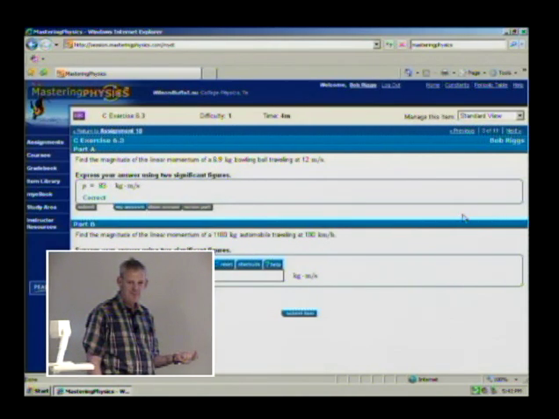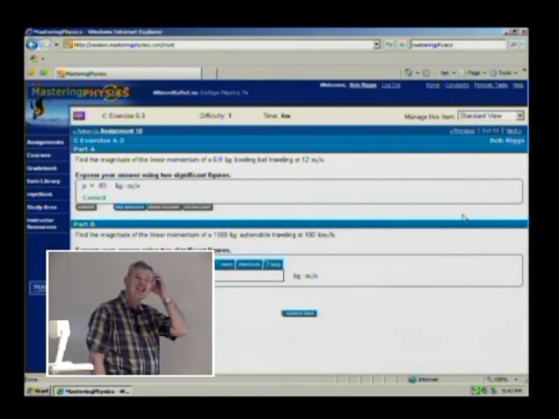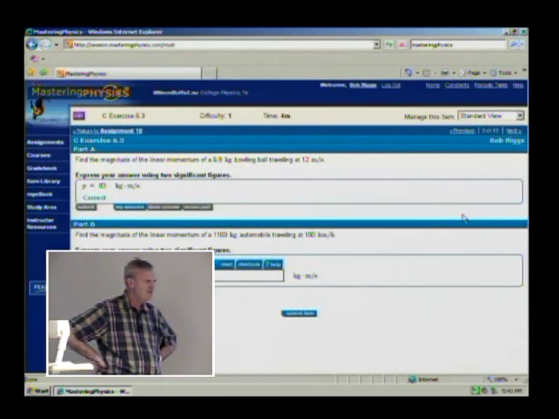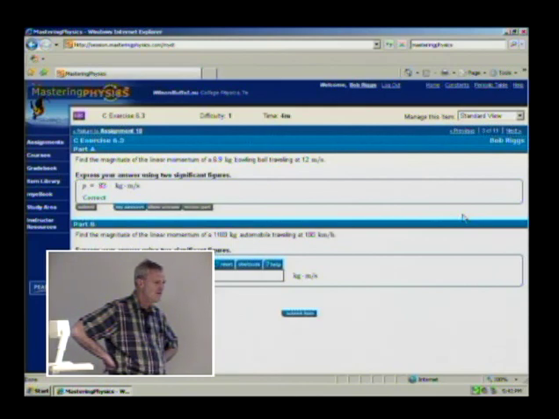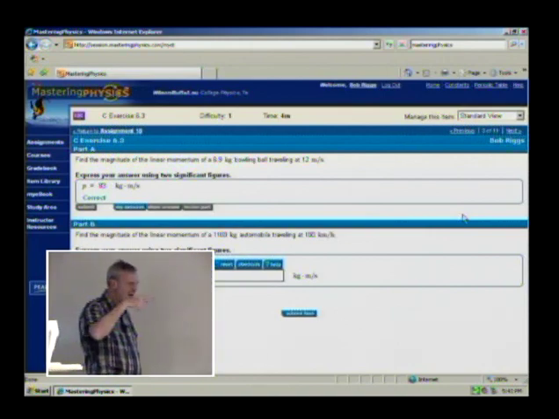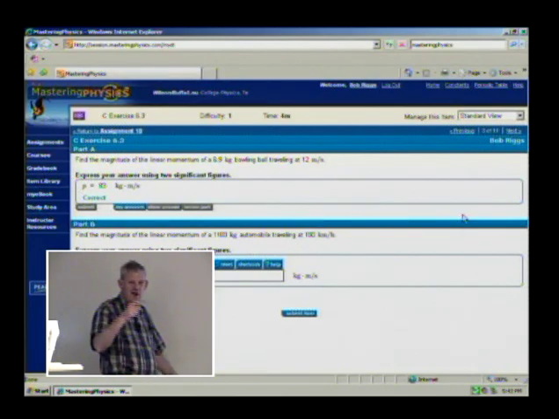No biggie. Multiply by 1,000, divide by 3,600, or 10 over 36, which if you divide by 2 is 5 over 18. It's 5 18ths, is that right? 10 over 36 is 5 18ths? Yeah, okay. Or just multiply by 1,000 and divide by 3,600. All right, there we go.